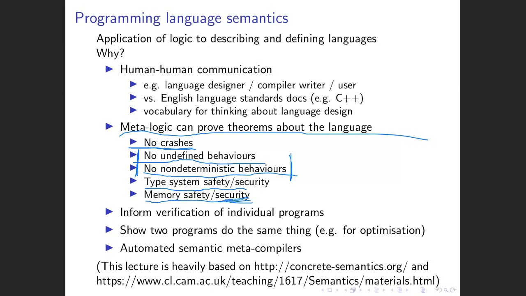So these are theorems about the whole language. Does the definition of a language actually make sense? Is it coherent, consistent, complete? As with other logics. At the level of individual programs, we've already talked about verifying individual programs, but that verification process itself can be informed by understanding the semantics better.